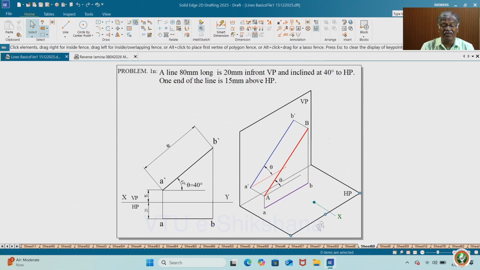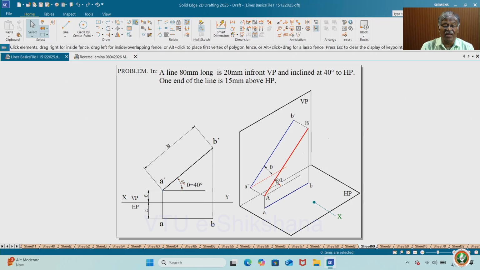So this is the 3D view of the line. Z1 is the actual line, kept in space, and A dash B dash is the front view, it is on VP, and the top view is AB. Here is the projection XY line, the standard pattern VP HP, and we have to draw the front view first, since we know the true length and true inclination.